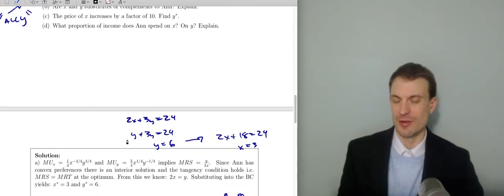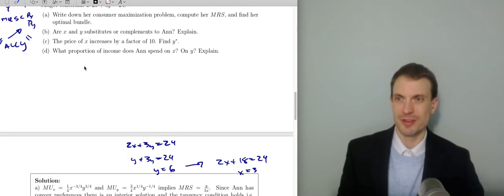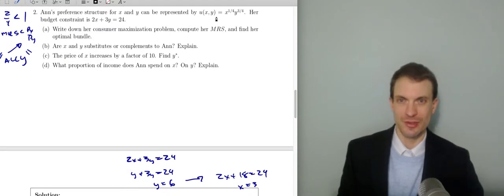Find the MRS. I didn't write out the maximization problem in the solution. That was really bad. So what's the maximization problem? It's going to be maximize utility. This is the objective function: maximize utility by choosing X and Y subject to this budget constraint.